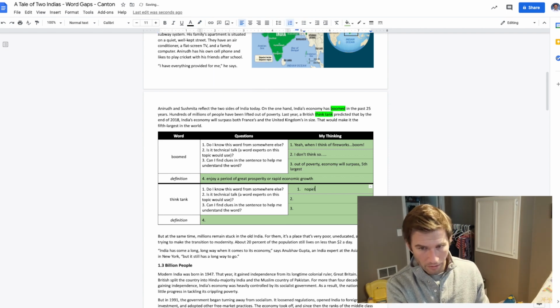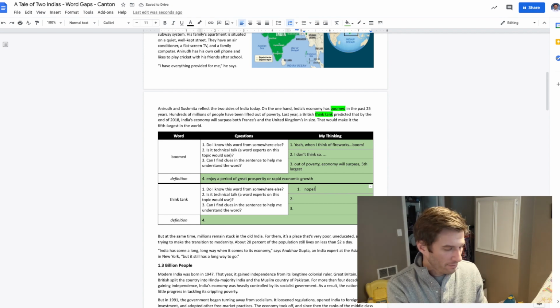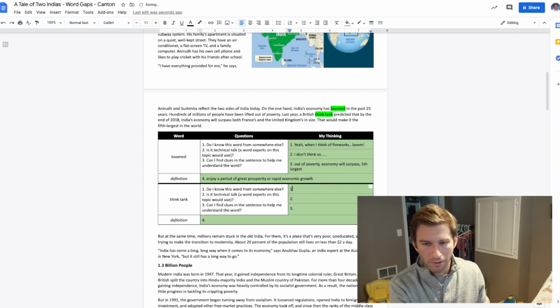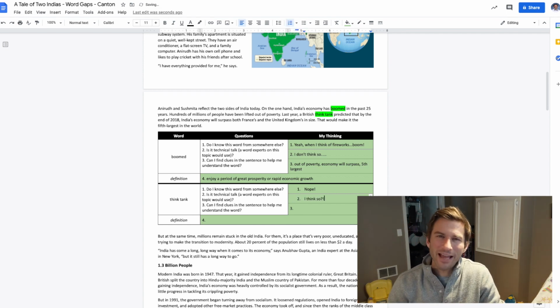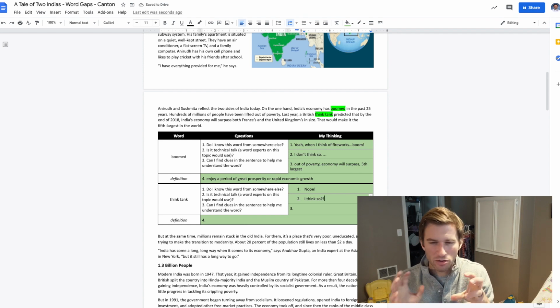Nope. Right? I've never heard the word think tank before. So how would I possibly know that from somewhere else? Nope. And then the next one, is it technical talk? I think so, right? I think that is actually technical talk, because think tank, that sounds like a very social studies-ish term, and it doesn't sound like a term that is just kind of a generic term like the word boomed in our previous example.